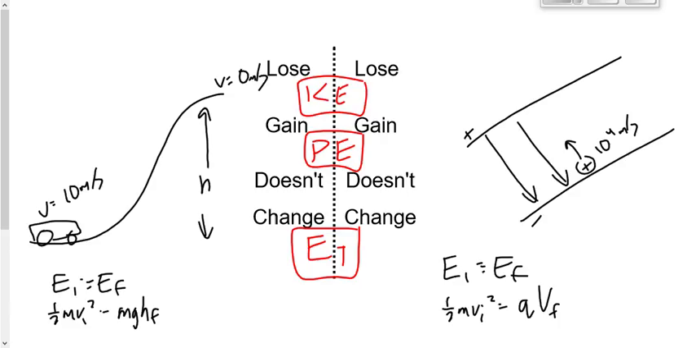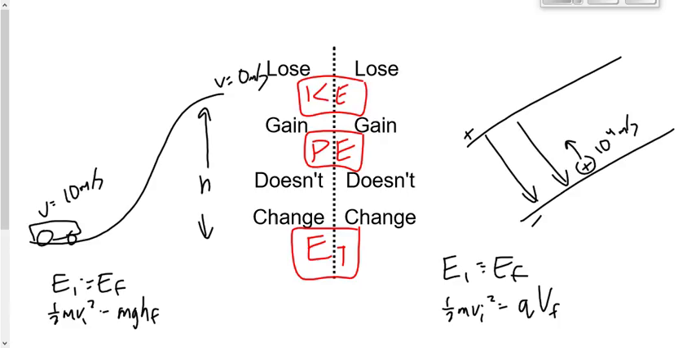So we have a conversion when the car goes down a hill, or when the charged particle speeds up, of potential to kinetic energy. We have a conversion when the charged particle slows down, or when the car goes up the hill, of kinetic energy to potential energy. But in both cases, the total energy remains the same.